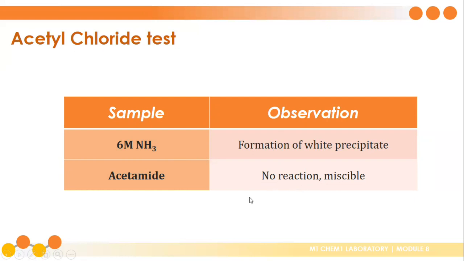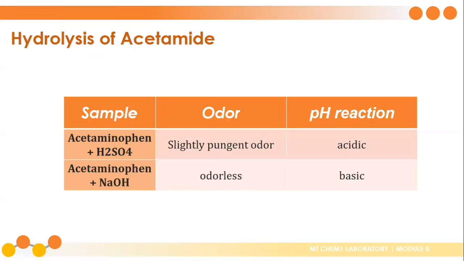For this part, we used acetaminophen and added a strong acid and a strong base. For the strong acid, we used sulfuric acid, and for the strong base, we used sodium hydroxide. For the acetaminophen and the acid, there is a slightly pungent odor, and the pH reaction on the litmus paper is acidic. For the acetaminophen and sodium hydroxide, it is odorless, and the pH reaction is basic.